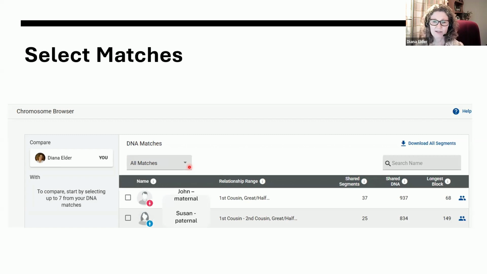So I wanted to show something interesting here so that you really understand how this works. I have two first cousins here, John, who's on my maternal line, and Susan, who is on my paternal line. I know them very well. And so you can see we have a lot of shared segments because we are first cousins. We share 937 or 834 centimorgans and longest block. These are some really long segments that we share. And so that's something just so you're aware, we're going to share a lot.